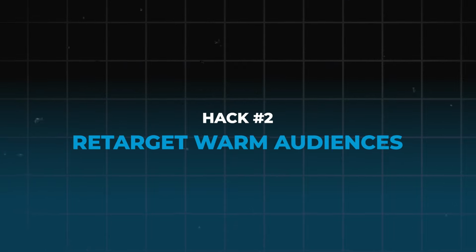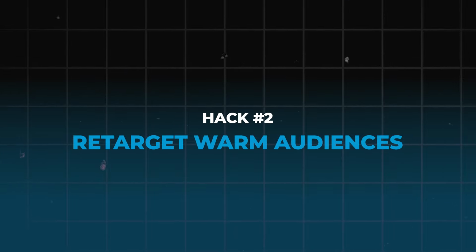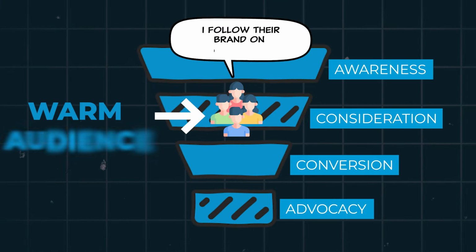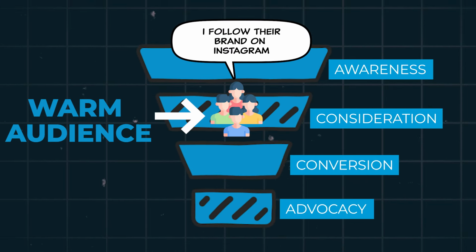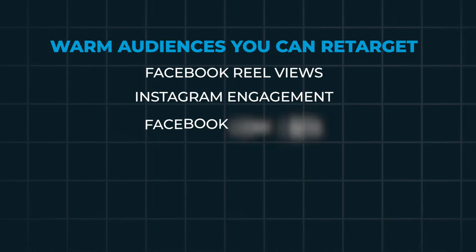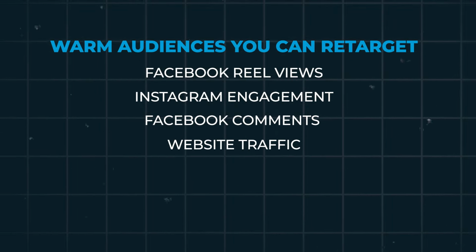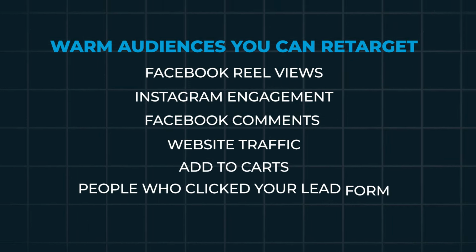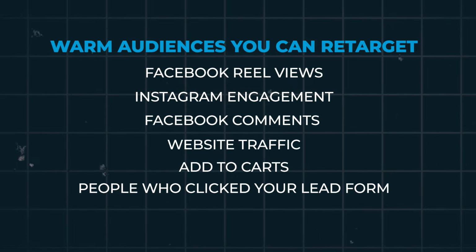Facebook ad hack number 2 is to retarget warm audiences. What's a warm audience? It includes anybody who is familiar with your brand and has engaged with it in some way. In this case, that can mean your Facebook Reel views, your Instagram engagement, your Facebook comments, your website traffic, your add to carts, people who clicked on your lead form but didn't complete it, etc. Just about everything your audience does with your Facebook and Instagram accounts is trackable.